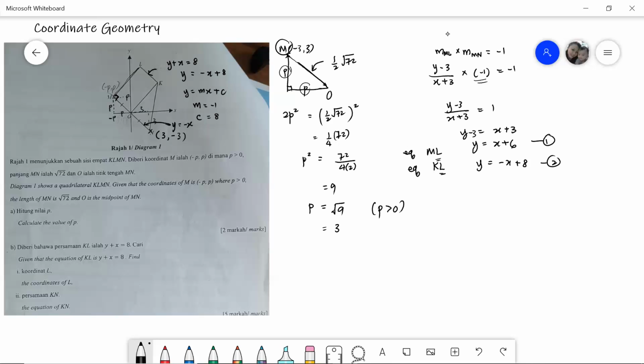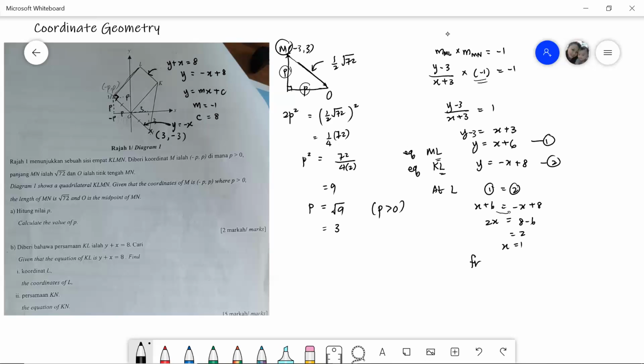So we solve these two equations simultaneously, and we can find the coordinates of L. At L, equation 1 equals equation 2. So x plus 6 equals negative x plus 8. Rearrange the equation: minus x goes over, becomes plus x, so we get 2x. Bring the plus 6 over, becomes minus 6. So 8 minus 6 is 2. So x equals 1.